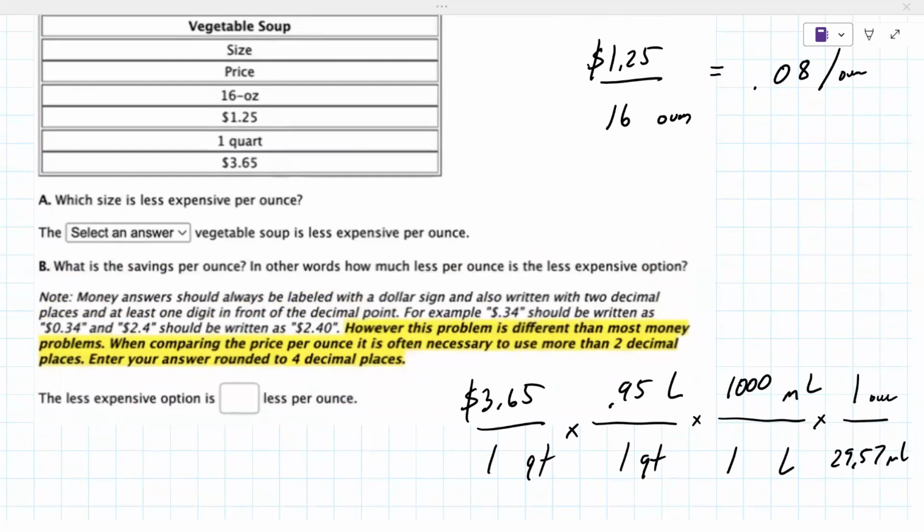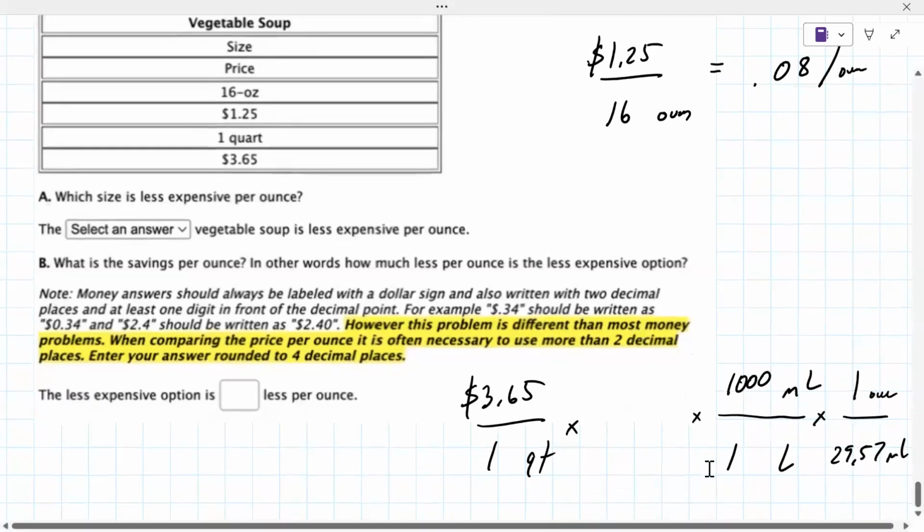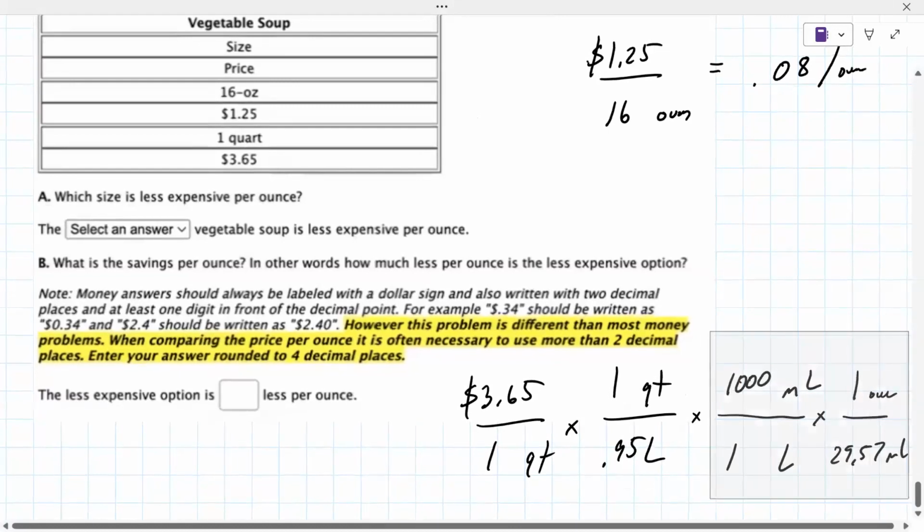3.65 times 0.95 times 1,000 divided by 29.57. That's not right. Okay, 3.65 for 1 quart. Oh, I put this in the wrong spot. All right, 1 quart is 0.95 liters. Sorry, I got this all backwards, so that's why it's not working out.